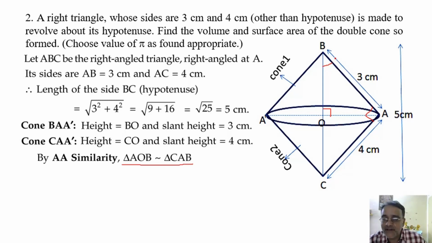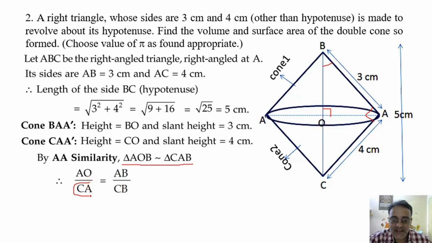Right, now you have to write the corresponding sides. Which side is opposite to this angle in the first triangle? OA. Very good. In the second triangle, AC. Good. And now opposite to 90 degree, first triangle, BA. Right. Second triangle, BC. So we'll write AO upon CA equals AB upon CB. Why? Corresponding sides of similar triangles are proportional.